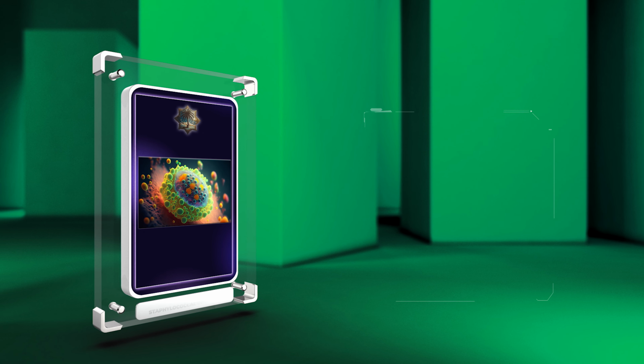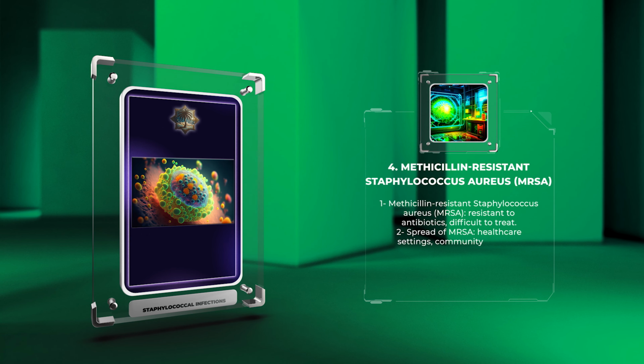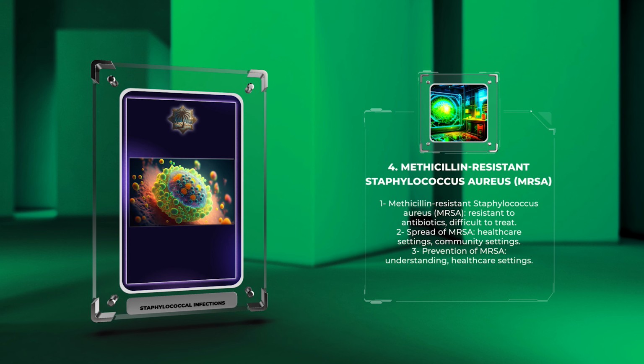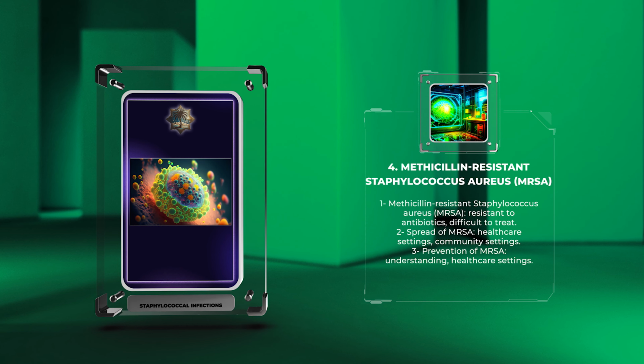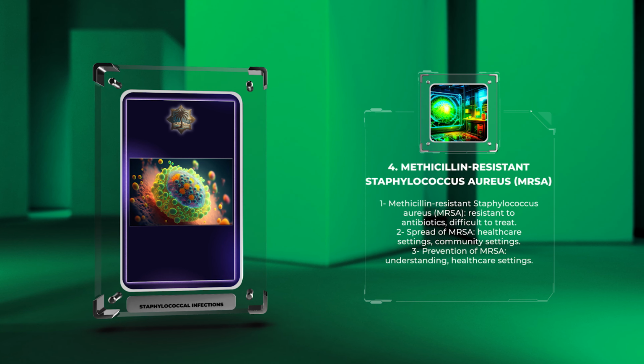Methicillin-resistant Staphylococcus aureus, MRSA, is a strain of bacteria that is resistant to many antibiotics. This makes infections difficult to treat. It's important to understand how it spreads and how to prevent it in healthcare and community settings.